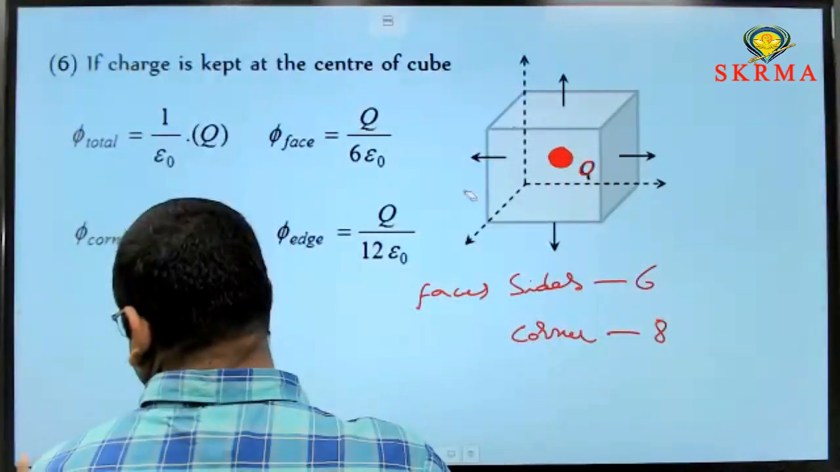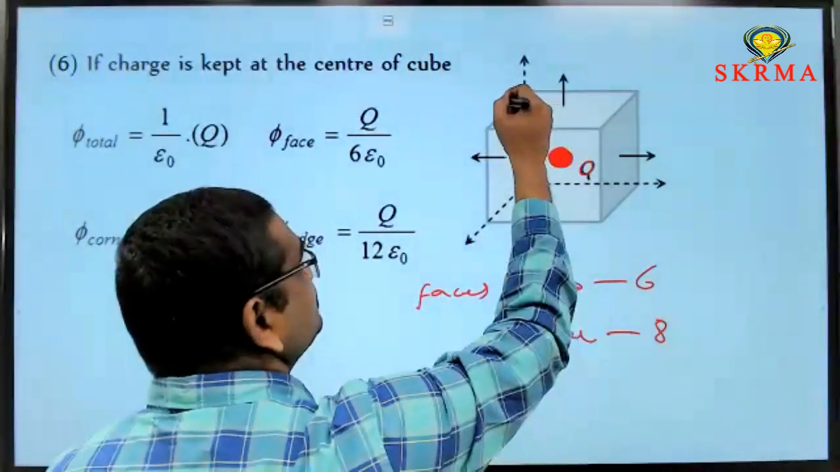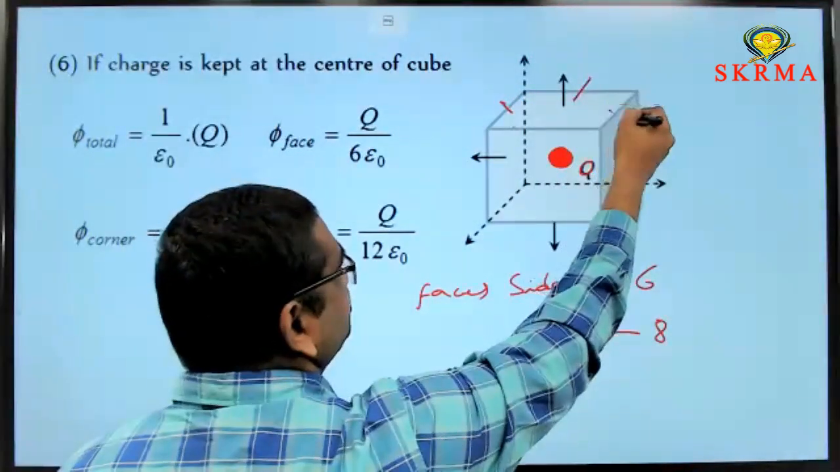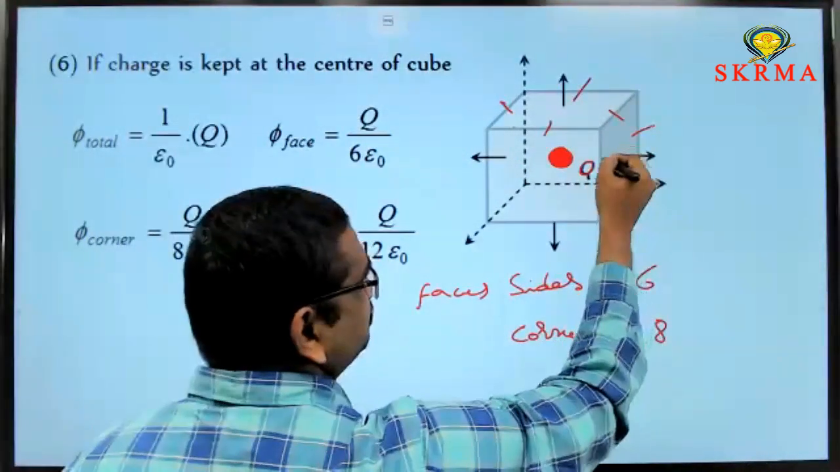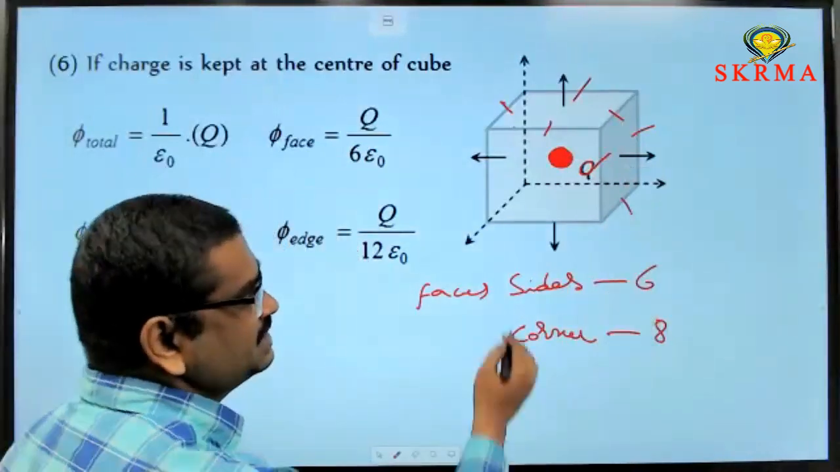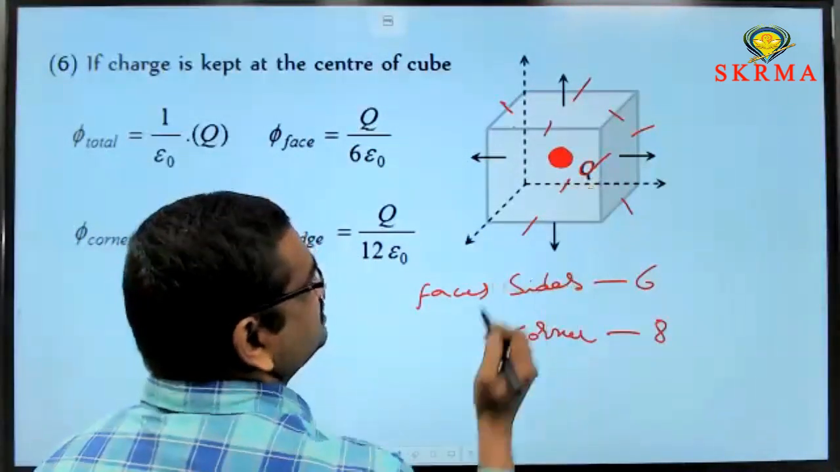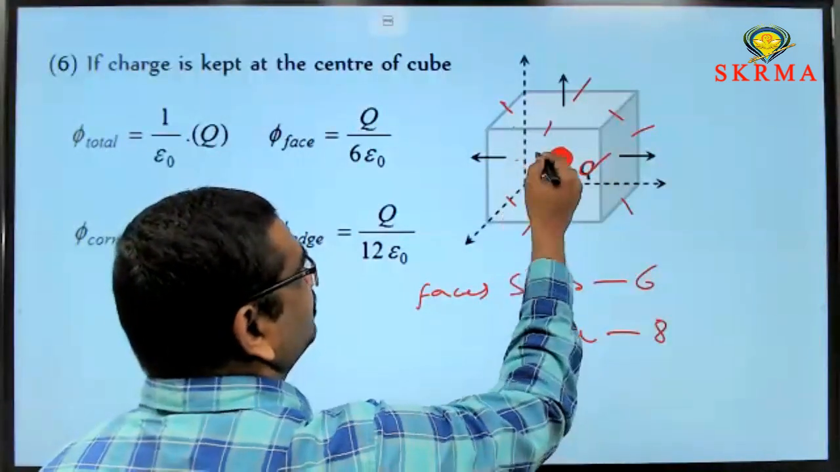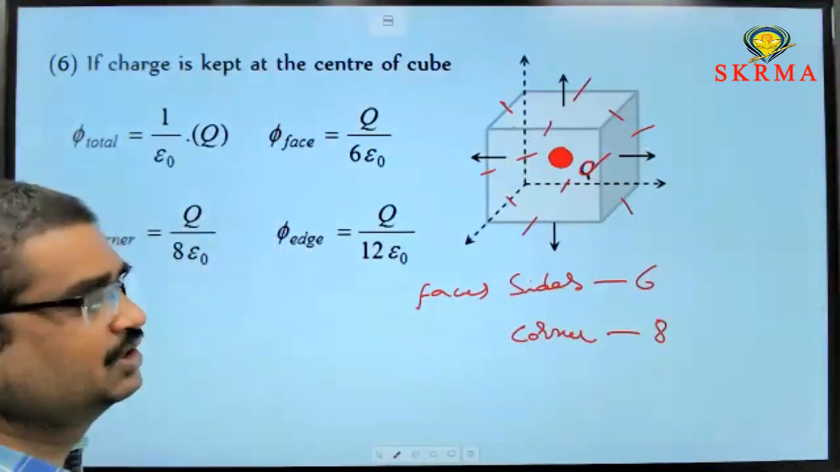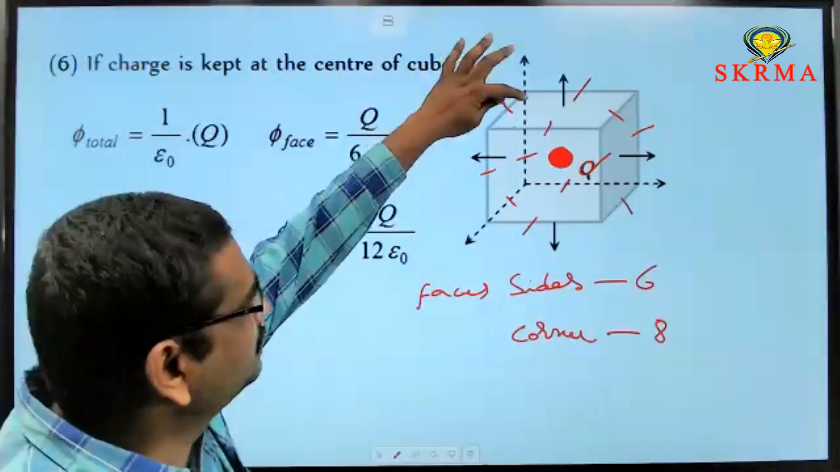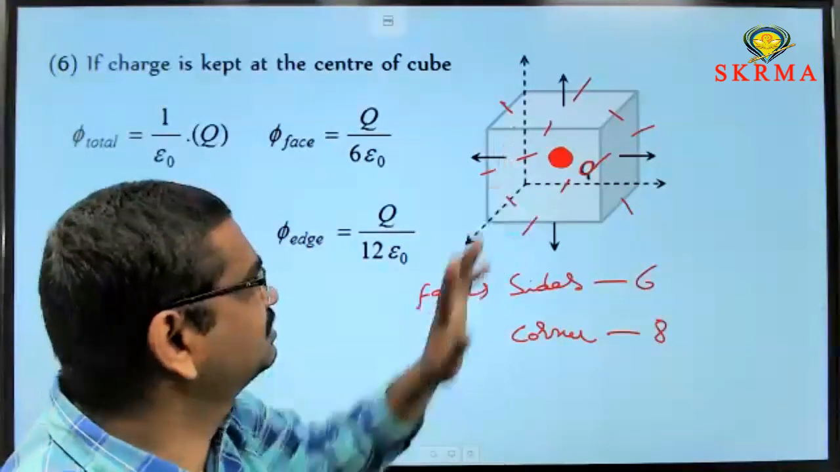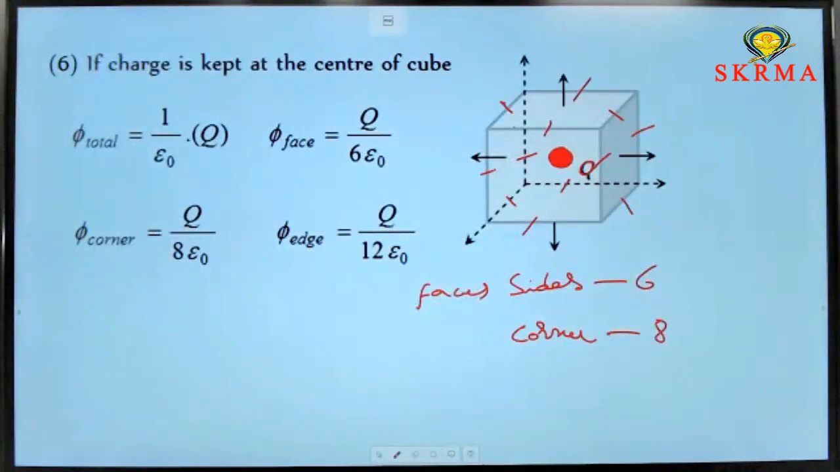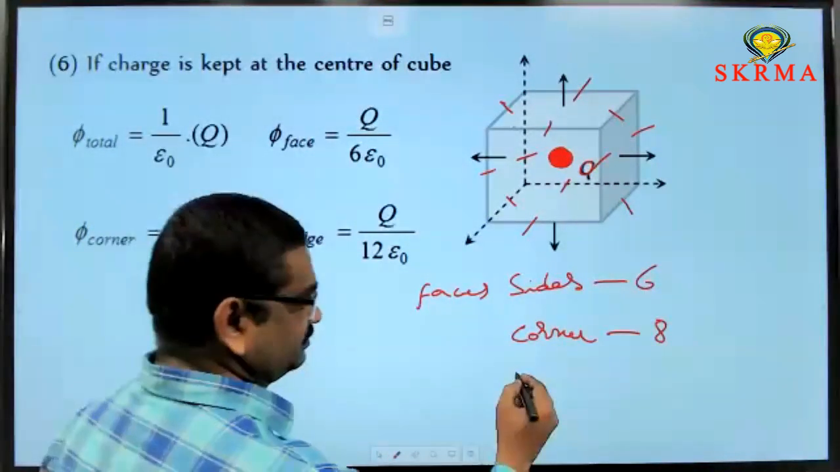Let me draw the edges once again. These are the first edge, second edge, third edge, fourth edge. Next here, this is 1, this is 2, this is the third one. Next here, this is 1, this one is 2. Here, this one, this one, this one. So count those drawings: 1, 2, 3, 4, 5, 6, 7, 8, 9, 10, 11, 12. Total 12 edges are there for this cube.